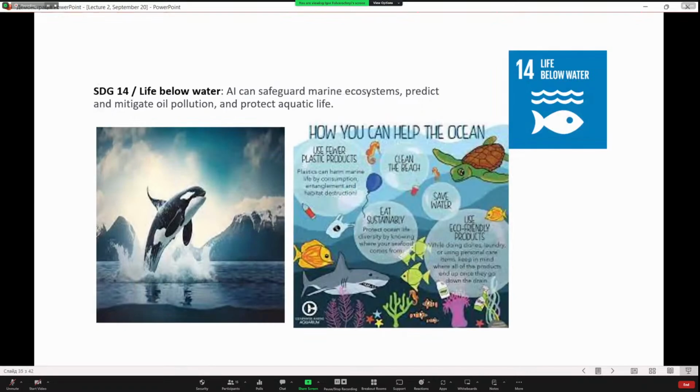So we all depend on the water, and life below water is also a huge problem for the sustainable development goals. AI can safeguard marine ecosystems, predict oil pollution and protect aquatic life. So how is it possible? A lot of research work will be done in the nearest future about the ocean and what's going on at its level, how we can define our ecosystem, how we can achieve good products, and save our water. Without that, we will not survive.